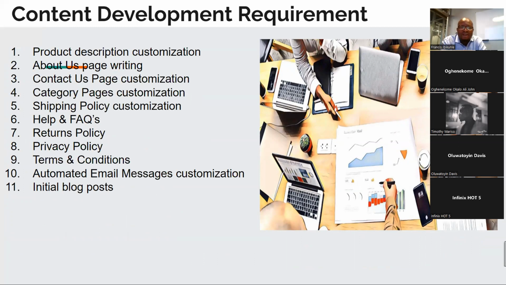Then I want to tell you about the content development requirement. You have to be ready to develop content. For example, product description customizations. Most of the products you're going to be selling, if you are doing any form of drop shipping, they give you the image, they give you the domain, they give you their descriptions. You have to rewrite those descriptions, because maybe thousands of people are doing the same thing. All of you are going to have the same description. No, it's going to confuse Google. Your ranking is going to go low, and the customer too will not trust you.